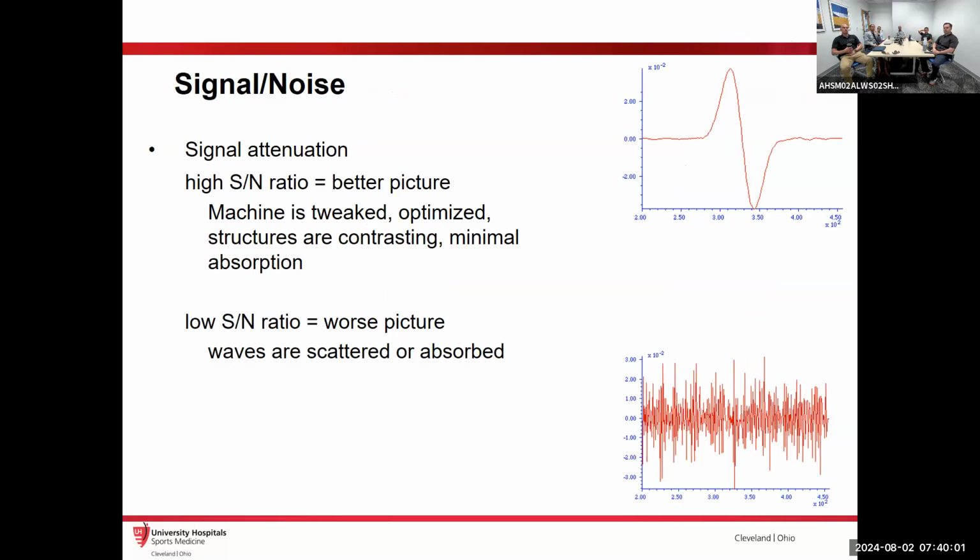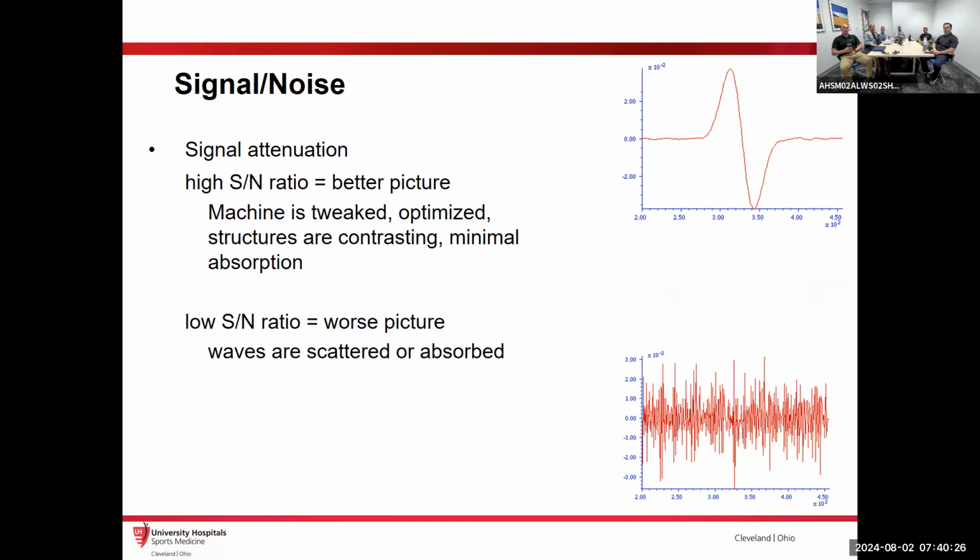The machine can be tweaked, optimized so that structures are contrasting with minimal absorption. A low SN ratio is going to be the worst picture, with the waves being more scattered or absorbed. So there you see the difference between a sine wave. Those are both sine waves, right? And we can't do the first one because there are too many structures, too many sound waves coming back in different directions.